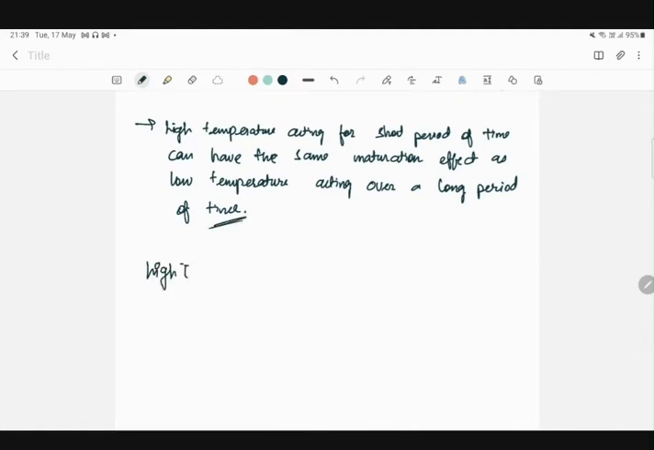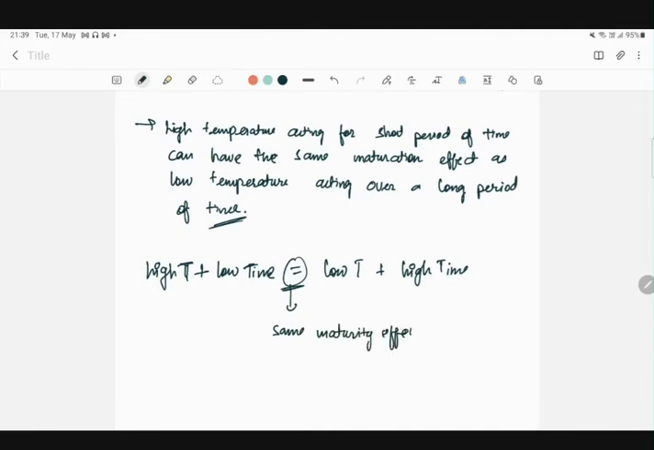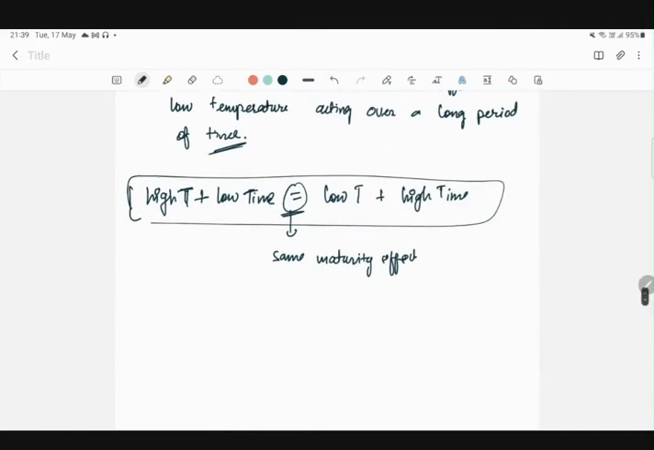High temperature can be coupled with low time, or say low temperature coupled with high time. I have written down an equal to mark here. The equal to mark means same maturity effect. So these two factors can be interchanged.